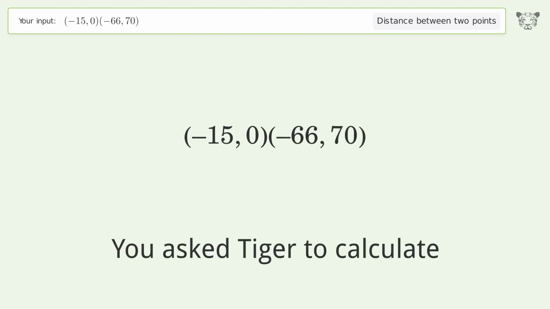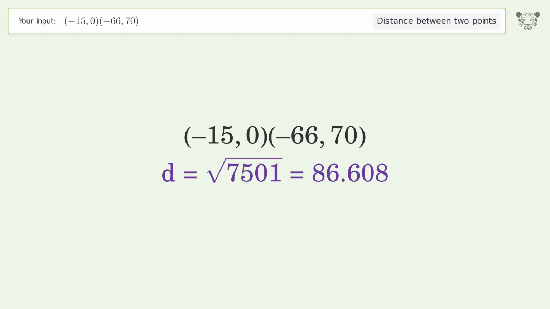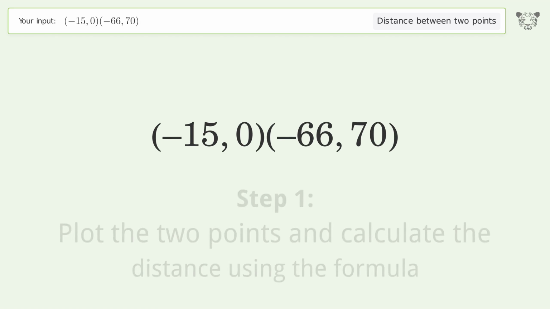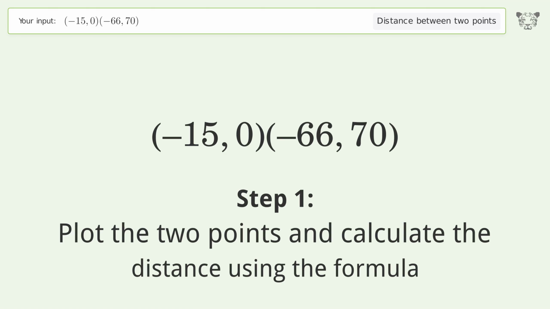You ask Tiger to calculate. This deals with the distance between 2 points. The distance between the 2 points is the square root of 7,501, or 86.608. Let's solve it step by step. Plot the 2 points and calculate the distance using the formula.